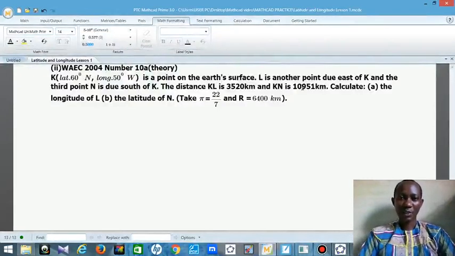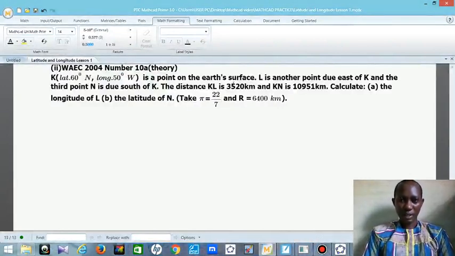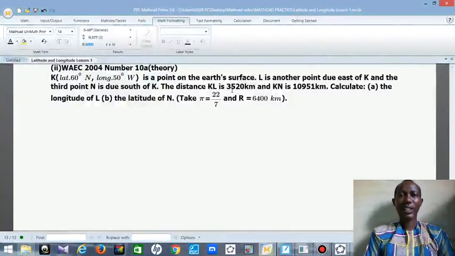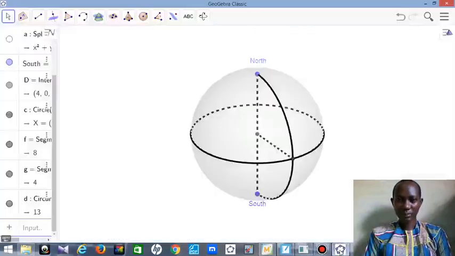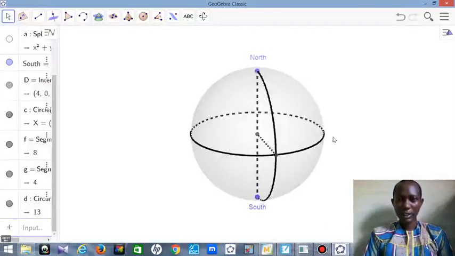But as long as we have the distance between K and L and K and N, this question is not difficult, because you know that in your distance formula you need to do theta over 360. And what is theta? Theta is always the angle between the 2 points. So the angle between K and L, if I can get it, then from there we can get our latitude and longitude. So it's not a difficult one, but we need to understand the sketch of this question first. So let's look at our 3D view.